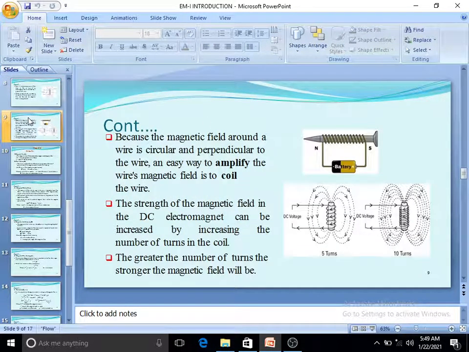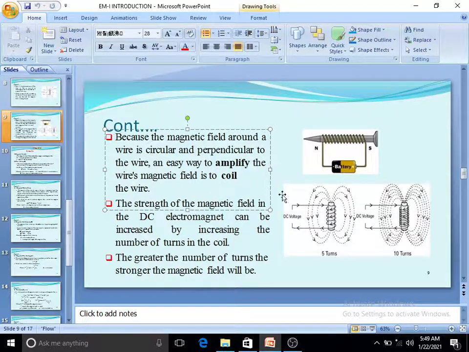Moving to the next slide. The magnetic field around the wire is circular and perpendicular to the wire. How is the magnetic field placed? It is circular in shape and perpendicular to the conductor. Always the magnetic field is circular in shape and perpendicular to your conductor. An easy way to amplify the wire's magnetic field is to coil the wire.